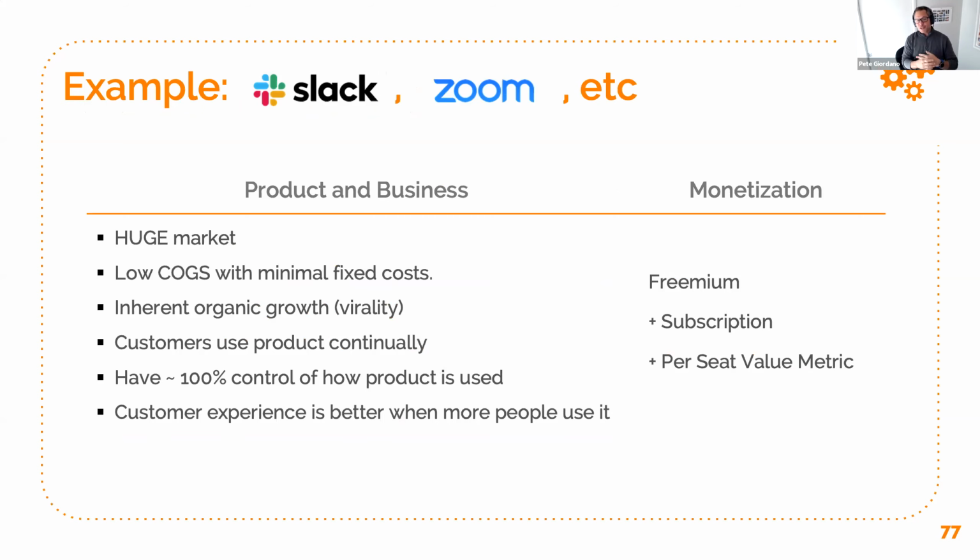right? Now, there's some things that are in common about these. They've got a huge market, they have very low cost of goods sold to make their product. Their products have inherent growth. They're viral by nature. Customers are using the product all the time. Those companies have 100% control over how customers use the product.